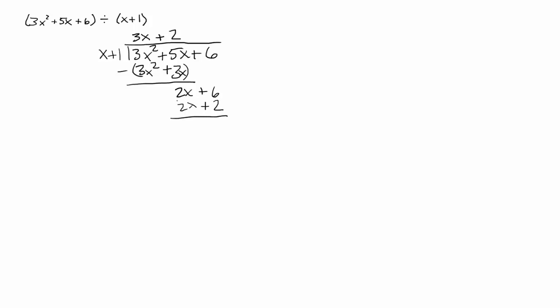And again, we're going to subtract. So we have 2x minus 2x is 0. 6 minus 2 is 4. So here we could say that the quotient is 3x plus 2 and the remainder is 4.